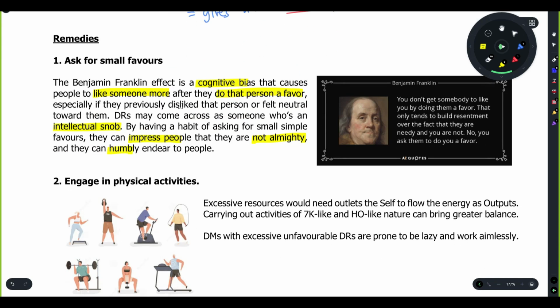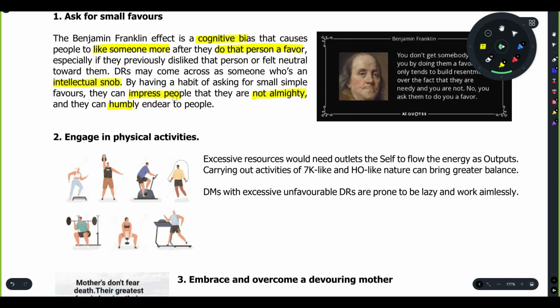The other thing about direct resource people is that excessive resource makes wood a floating wood, makes water muddy water, makes earth burn out. And therefore, excess resource needs to flow. Direct resource people would like to meet eating god, would like to meet hurting officer. And therefore, these are output.